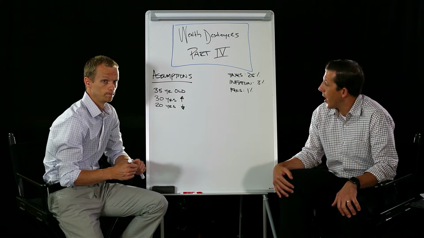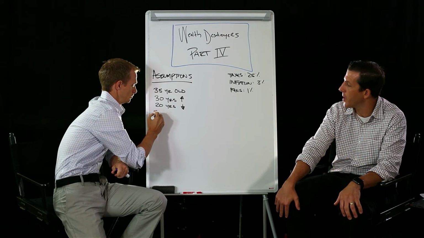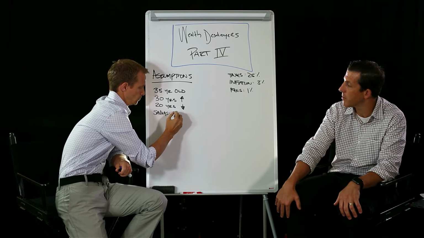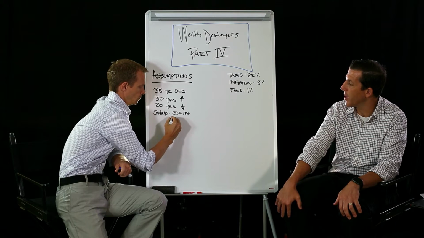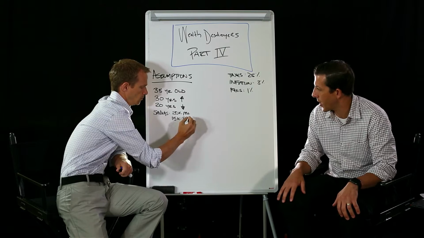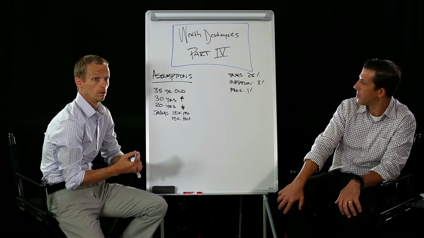Yep. Okay, let's do contribution amount. So the savings amount is going to be $20,000 before tax. Okay, and that would be $15,000 after if you're dealing with the 25% tax bracket. Yep. Okay. What else are we missing?